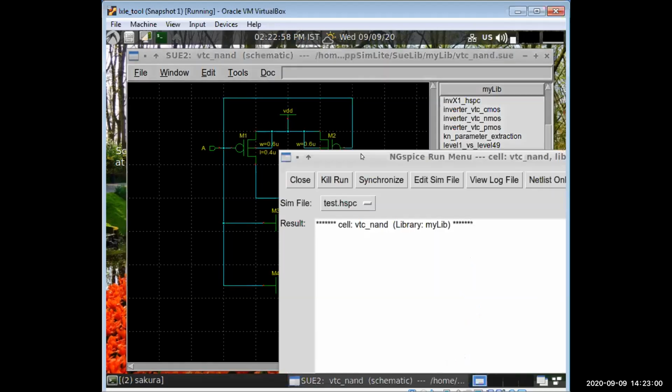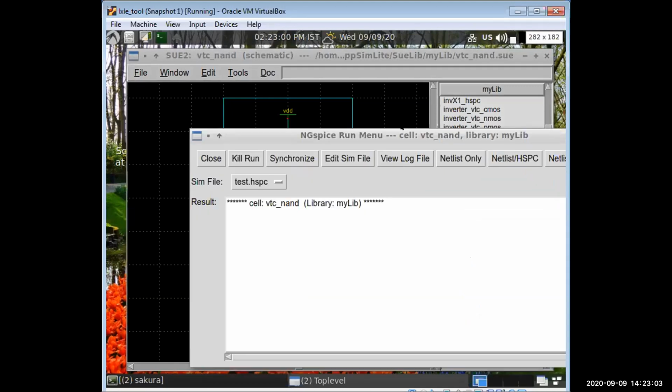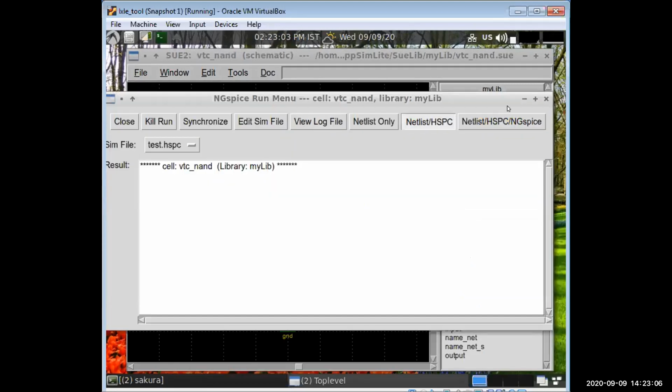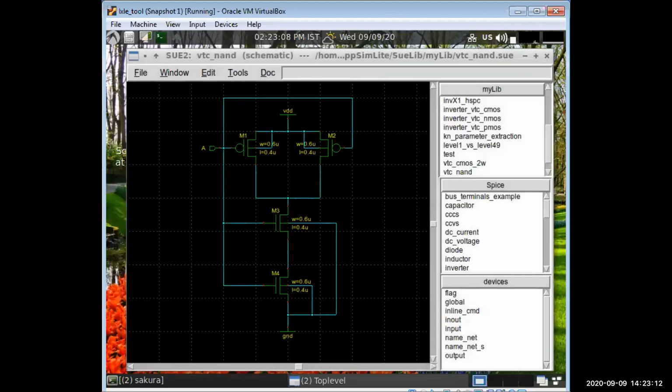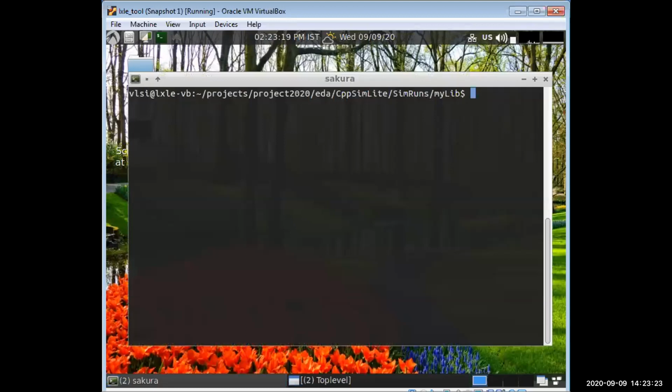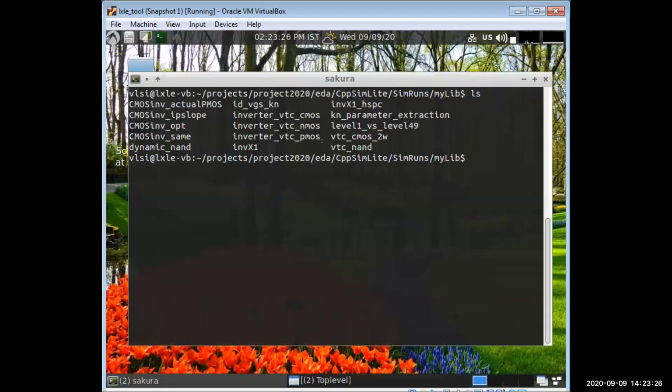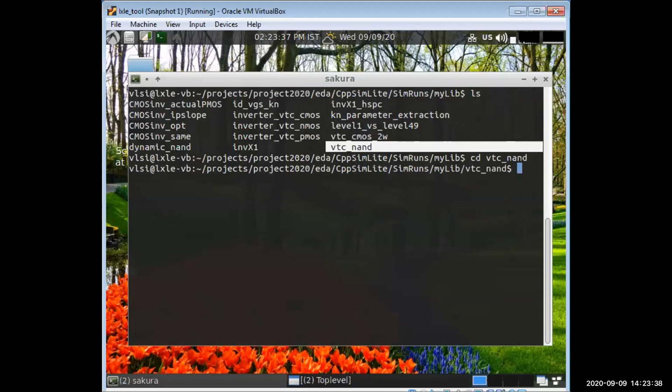So go to ngSpice simulation, then do the netlist HSPICE. Then we have to go to this location. So let's go there. You can see I am already in that location, that is project 2020 EDA, and the module is this. So go here, cd VTC, NAND. Here you know there is a simran.sp file. So go there.